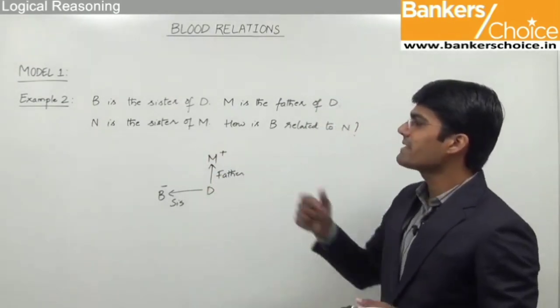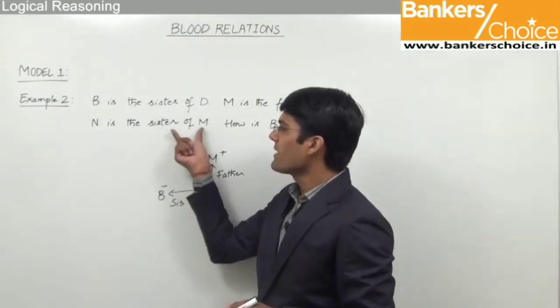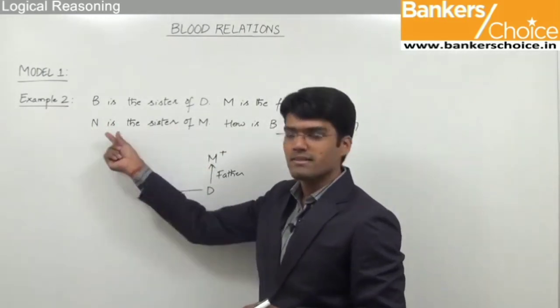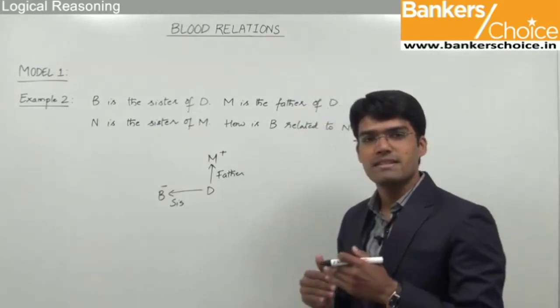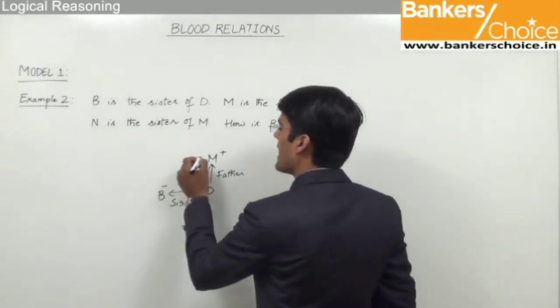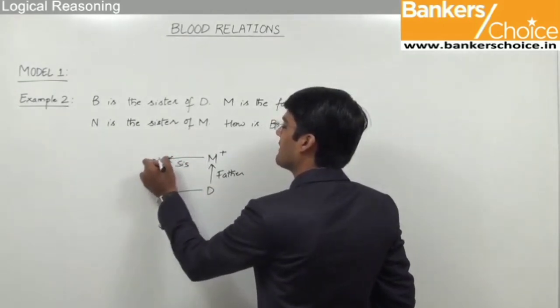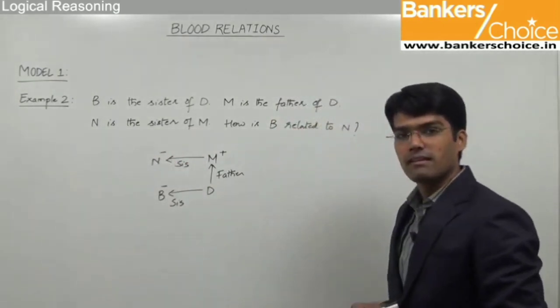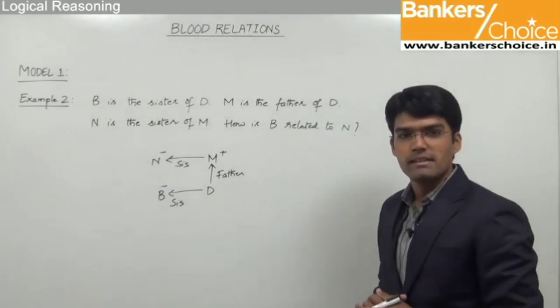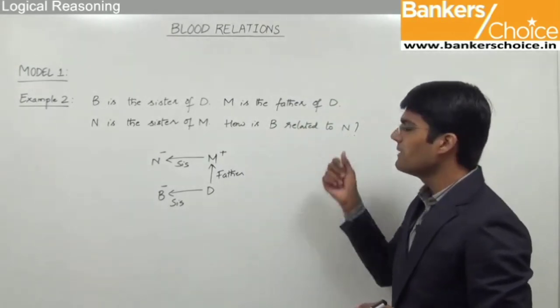The next statement is N is the sister of M. So N is a female person and she is the sister of M. That means N and M belong to the same generation, and that can be shown as M's sister is N, and here we have a negative sign. So this completes the family tree for the given information.